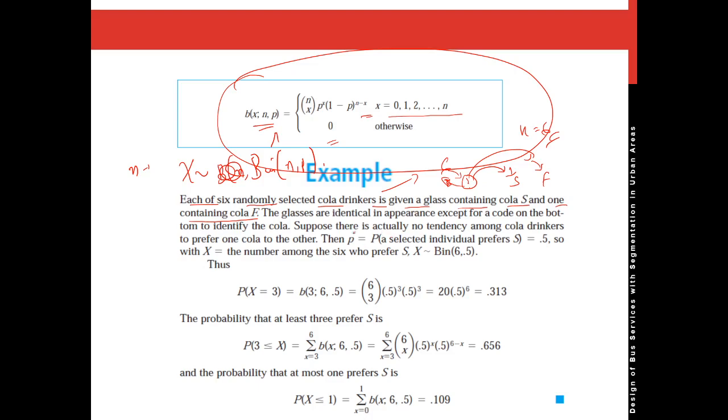So now I am taking success probability p equal to the probability that a selected individual prefers S. Then its probability is 1 by 2, 0.5. Now I am taking X as the number among the 6 who prefer S. So total X is the number of successes.